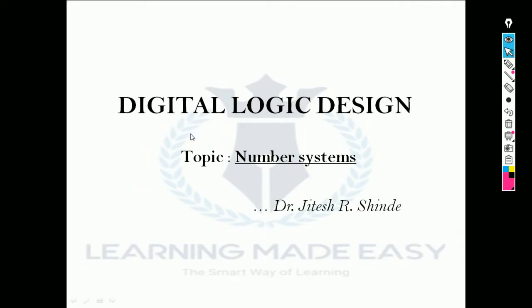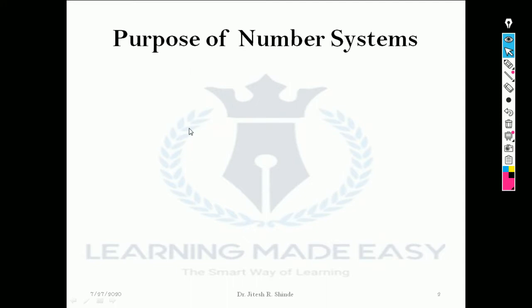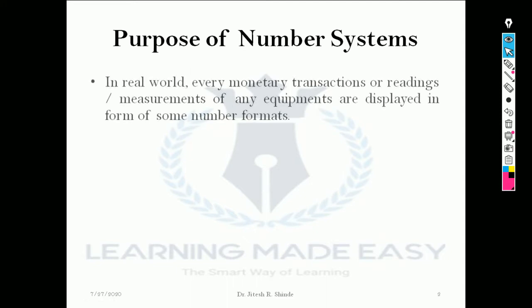In this session, I shall be discussing number systems. Purpose of number systems. In our everyday life, whatever monetary transactions we do, they are in the form of numbers: 1 rupee, 2 rupees, 100 rupees, and so on. Moreover, if you are performing any experiment in the lab, the input and output readings being displayed are in the form of numbers.